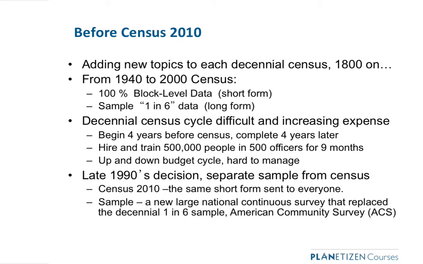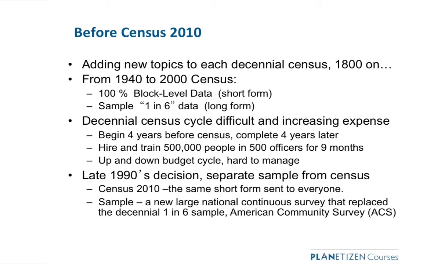1 in 6 households received the sample form, or called the long form. That literally was a long form, and it had a lot of those other questions: education, what is your language, where were you born, where did you live 5 years ago. And that was called the sample data. And of course, sample data is then weighted by sampling to reflect the total population.